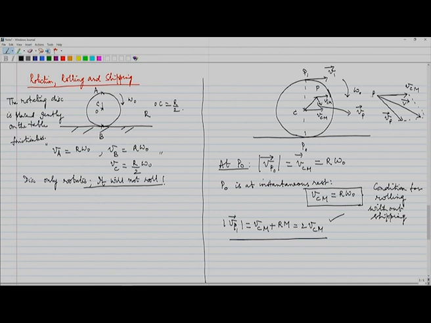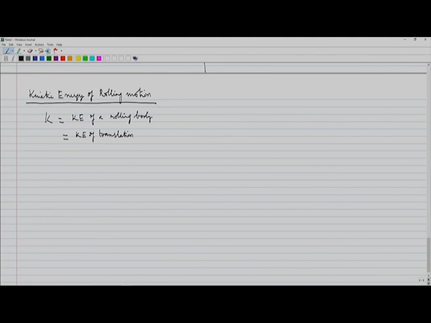Now, we will derive an expression for the kinetic energy of a rolling motion. So, K is the kinetic energy of a rolling body. Remember, a rolling body has kinetic energy of translation plus kinetic energy of rotation. Students should clearly distinguish between rotation about an axis and translation. Both put together is what is known as the rolling motion of a body. Now we want to recollect something.